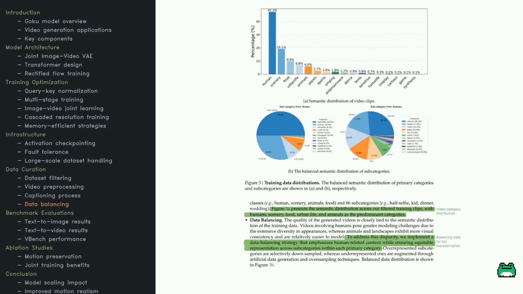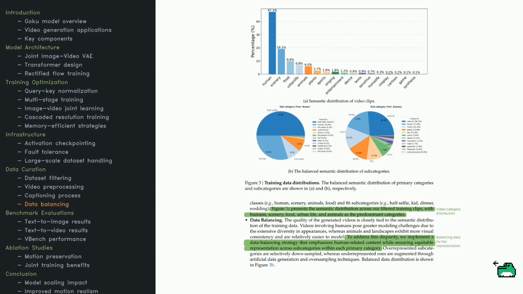This page dives into how training data is balanced to ensure diverse and fair representation across categories. If you look at Figure 3a, you'll see that nearly half of the dataset is made up of human-related videos. Other major categories include scenery, food, and urban life. However, smaller categories like sports, entertainment, and dance are underrepresented. Since videos containing humans are more visually complex due to varying appearances, clothing, and poses, they present greater modeling challenges. Meanwhile, landscapes and animals are easier to model because they have more consistent appearances.